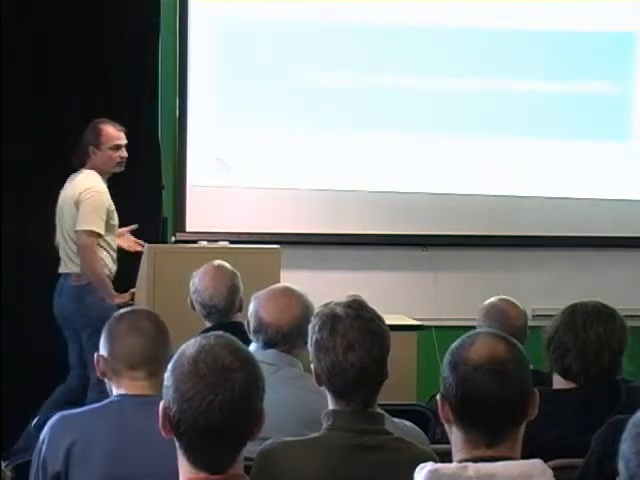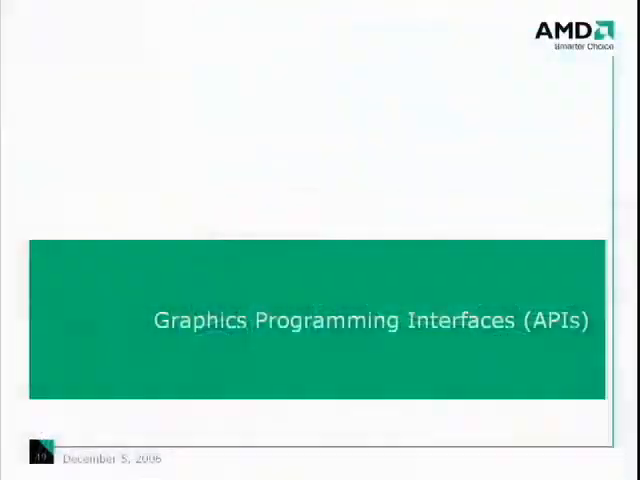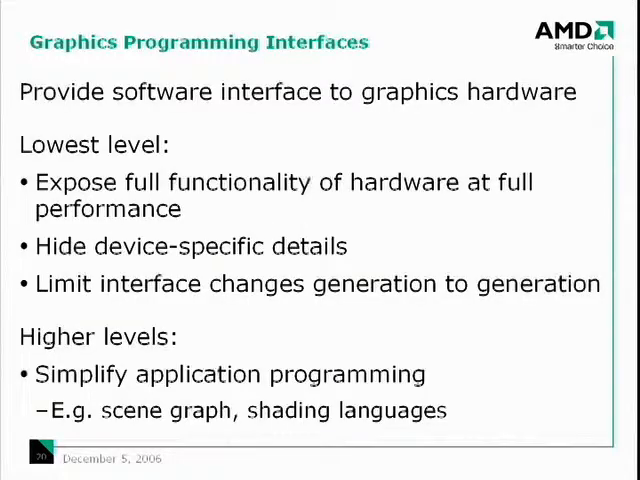Okay, so now I'm going to switch gears and talk about graphics programming interfaces, or APIs. I told you about all this great hardware, which I'm sure a lot of you already know all about. How do you get to this stuff? What do graphics programmers have to do? They have to provide a software interface to graphics hardware.